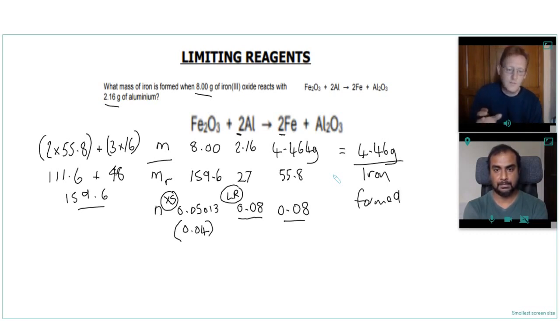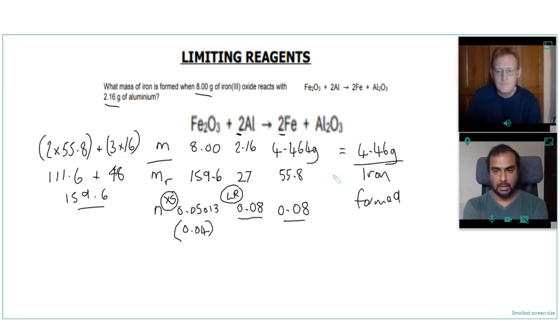They could look at the iron oxide is 0.05 moles, so that would react with double the aluminium, 0.1, and therefore you can see that the aluminium is the limiting reagent there, because 0.08 is less than the 0.1. So you can choose either reactant to work out which is the excess, which is the limiting reagent.